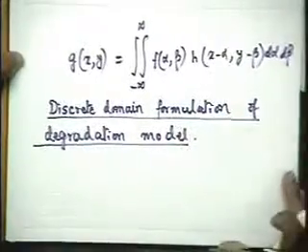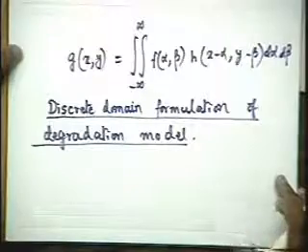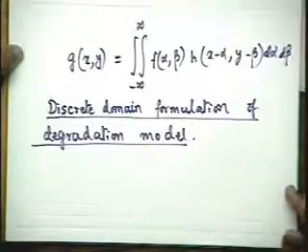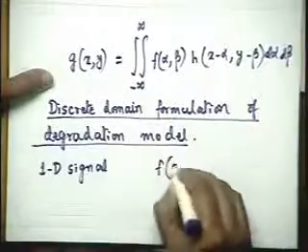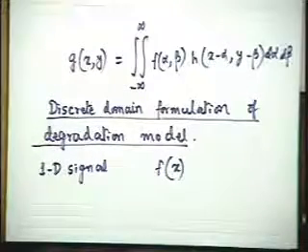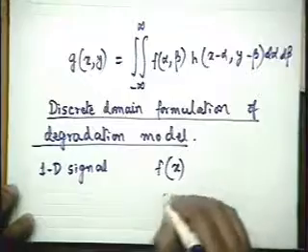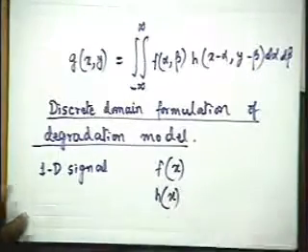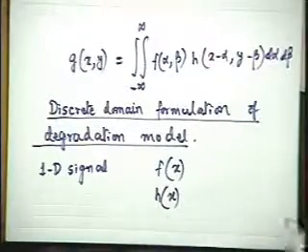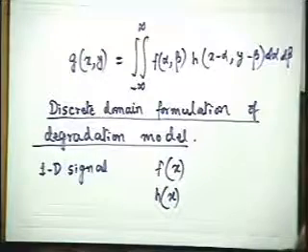So at first we attempt to do it with the one-dimensional signal, and then we can extend it very easily to the two-dimensional signals. Alright. So let us take a one-dimensional signal given as f of x. This is the original one-dimensional signal, and h of x is the impulse response for this one-dimensional system, right?